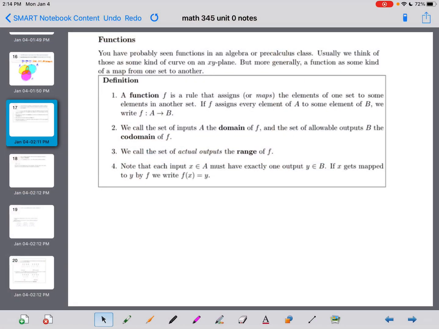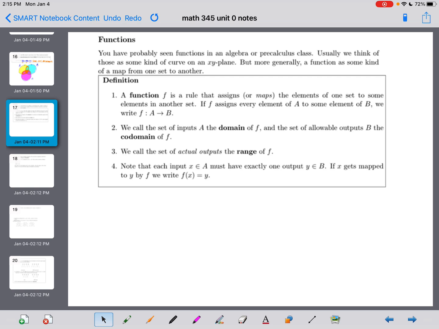So to finish up section 0.2, we're going to talk about functions. Surely by now you've seen functions in an algebra class or pre-calc or calculus. But more generally, we want to make sure that we have an idea of what a function is, in a more general way.